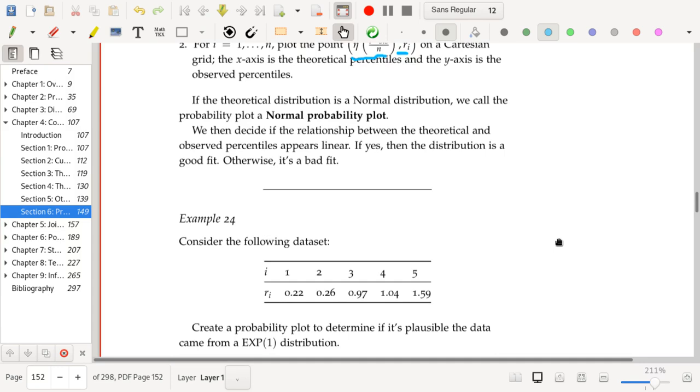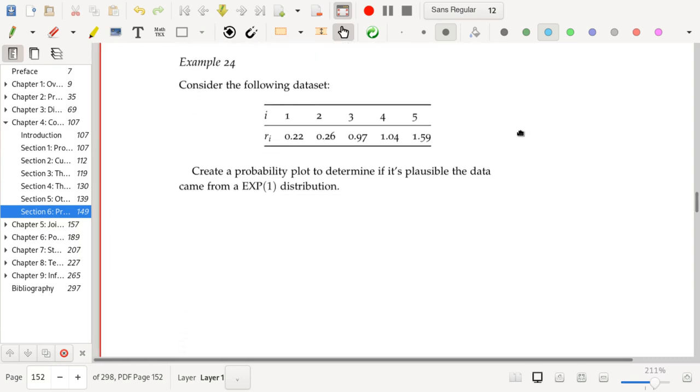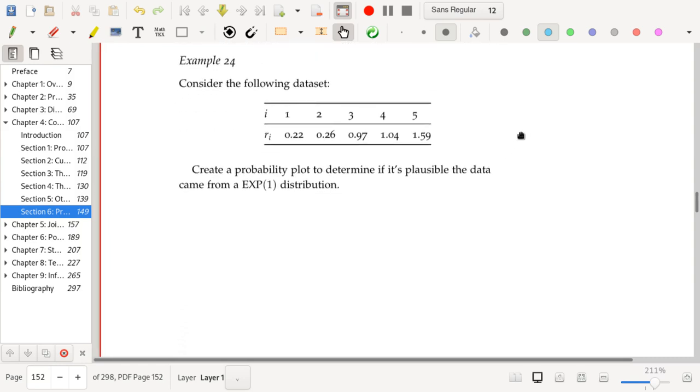If the relationship between the theoretical and observed percentiles appears linear, then the distribution is a good fit. Otherwise, it's a bad fit. And you may look at that plot to decide why it seems to be a bad fit. So here is our first example.